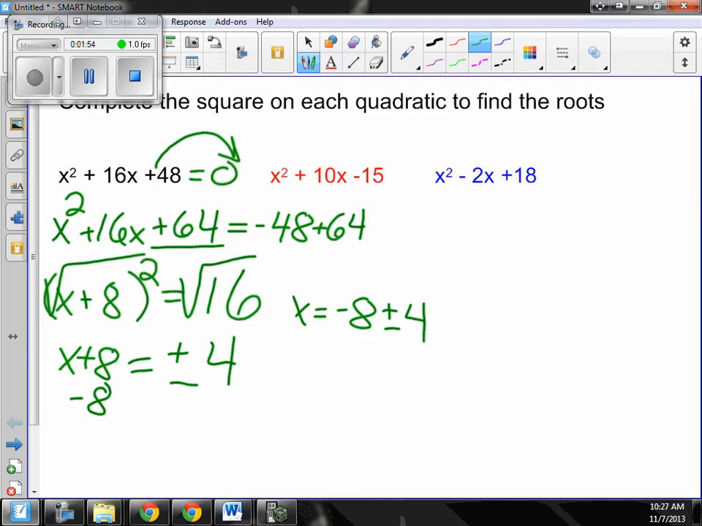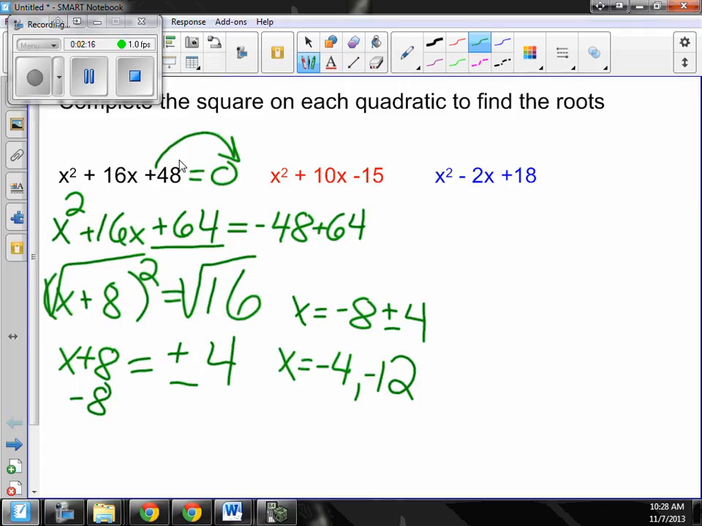So there are two answers here. What is negative 8 plus 4? Negative 4. What is negative 8 minus 4? Negative 12. And those are my two roots. So that's where the graph crosses the x-axis.